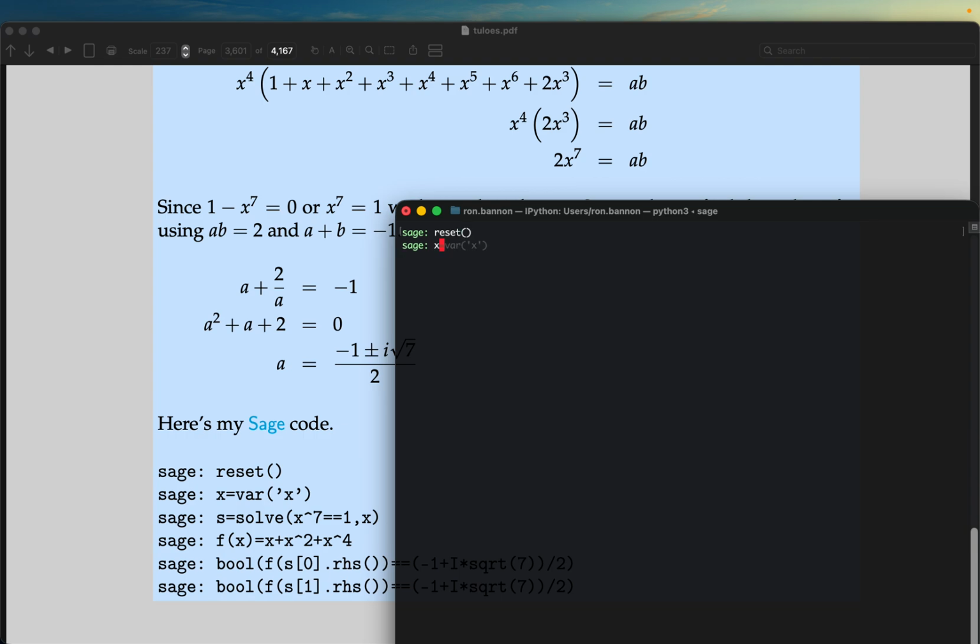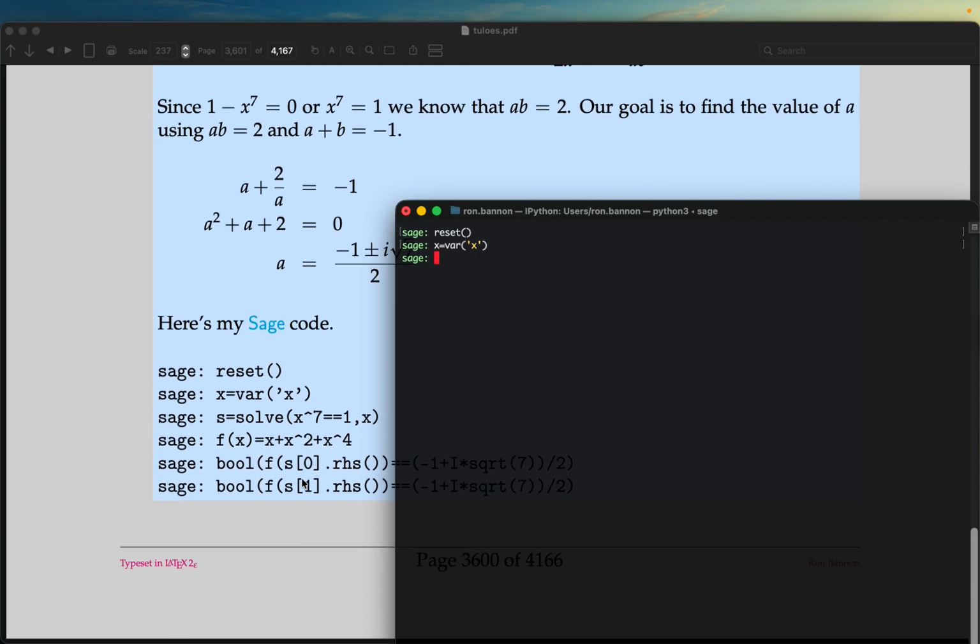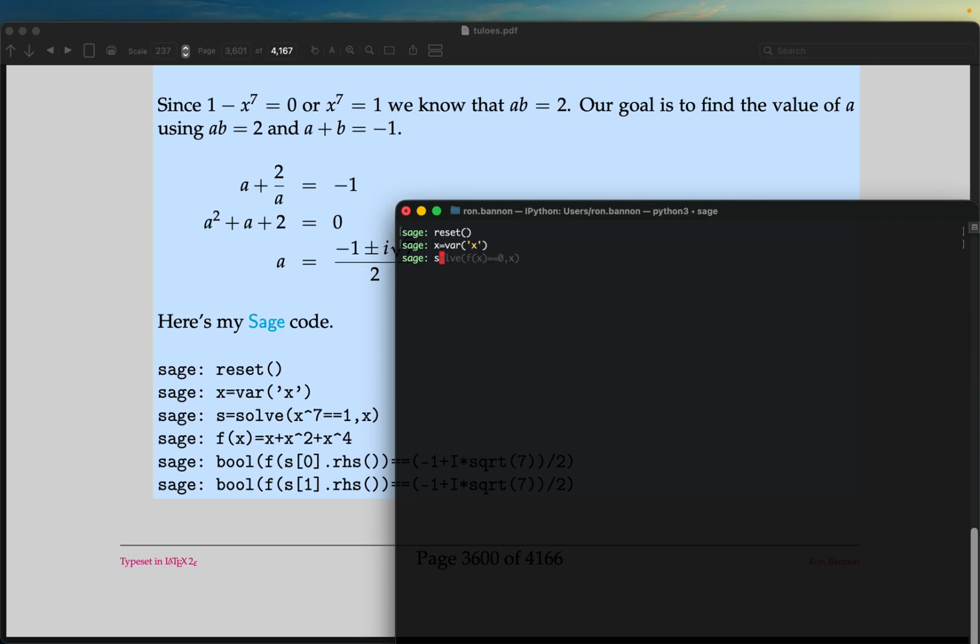So reset, define x as a variable, and then let's see what we got over here. S is going to be a solution over here, so S equals solve, S-O-L-V-E, and we're going to solve an equation, x to the 7th power, when that equals 1 for x. All right, now if you display S, you're going to get this over here. Let's just count the roots up. 1, 2, 3, 4, 5, 6, 7, as expected, all right?